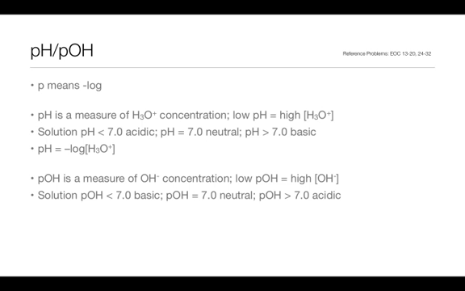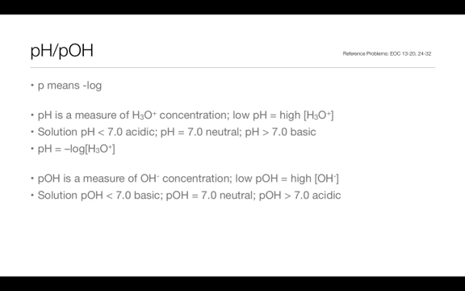Notice that these two scales are the exact same thing. It's just we're measuring different ions. pH is measuring the hydronium, pOH is measuring the hydroxide. The equation is also essentially the same. We're just measuring the hydroxide ion concentration, and the way it's calculated would still be the same. You take the negative log and you plug in the concentration for the hydroxide.